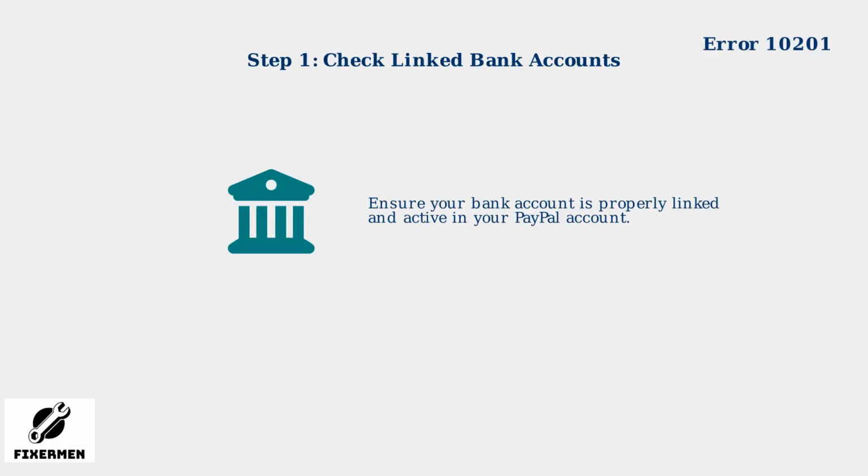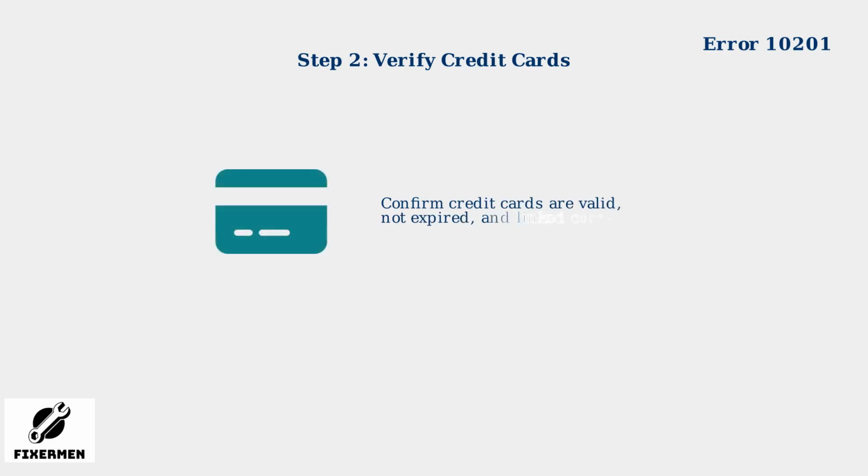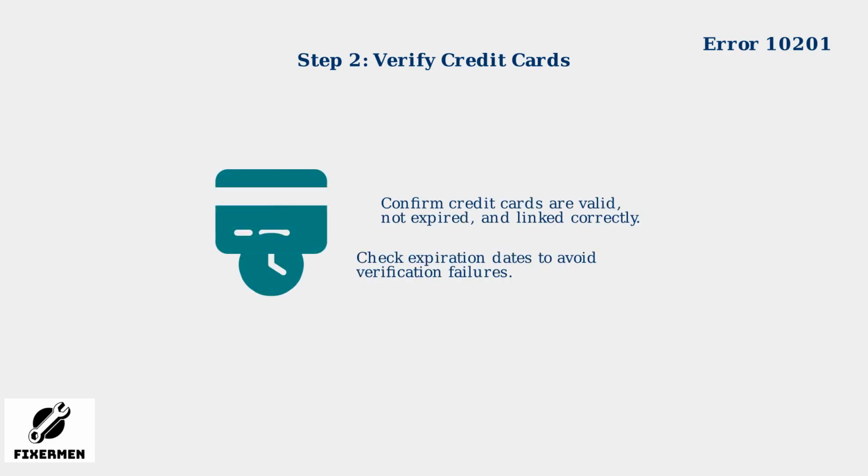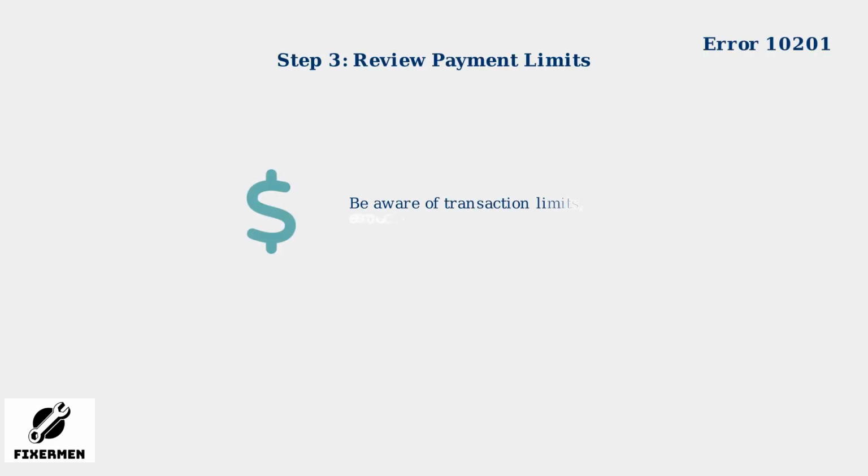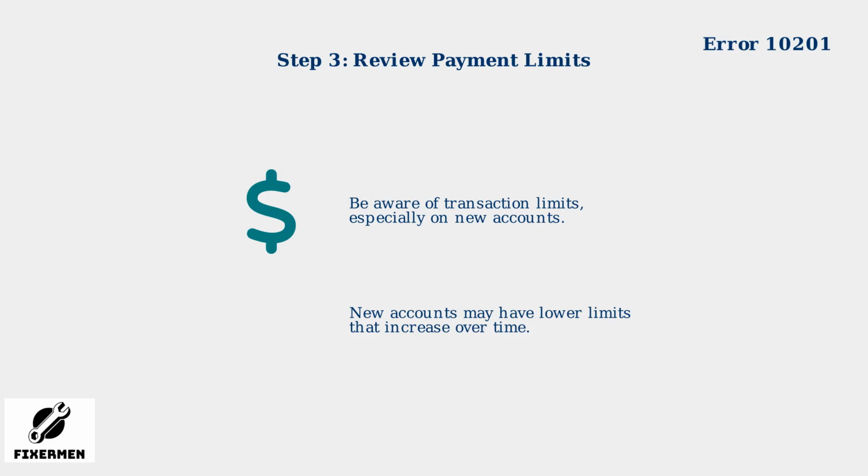The first step in resolving PayPal error 1del201 is to check your linked payment methods. Start by confirming that your bank accounts are properly connected and active in your PayPal account. Next, verify your credit cards. Make sure they are valid, not expired, and correctly linked to your PayPal account. Finally, review any payment amount limits that may be in place. New PayPal accounts often have lower transaction limits that increase as you build trust with the platform.